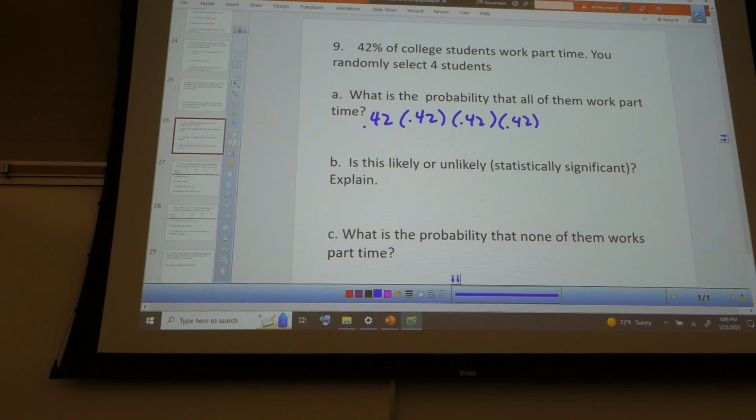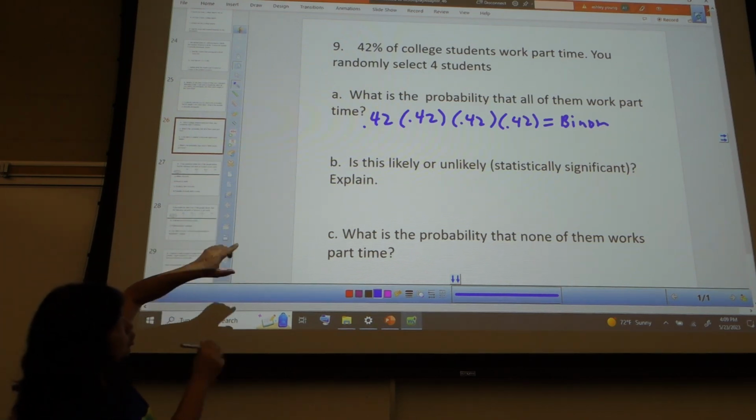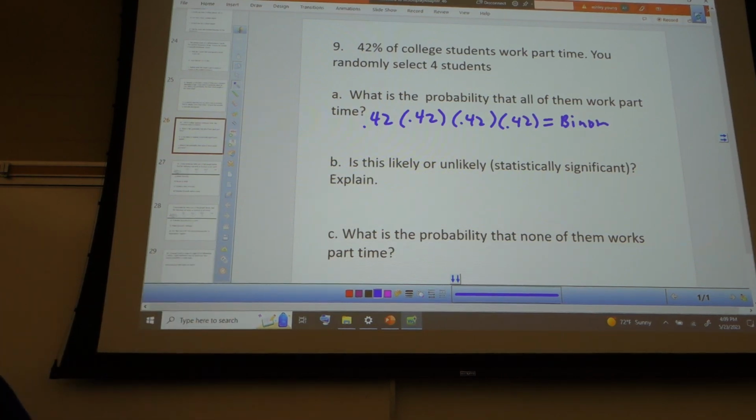If I did binomial, is it going to be PDF or CDF? CDF. And remember? Is it PDF? PDF. Because I want just what, I don't want cumulative. I don't want everything from 0 up to 4. I want just 4. So that's going to be PDF.